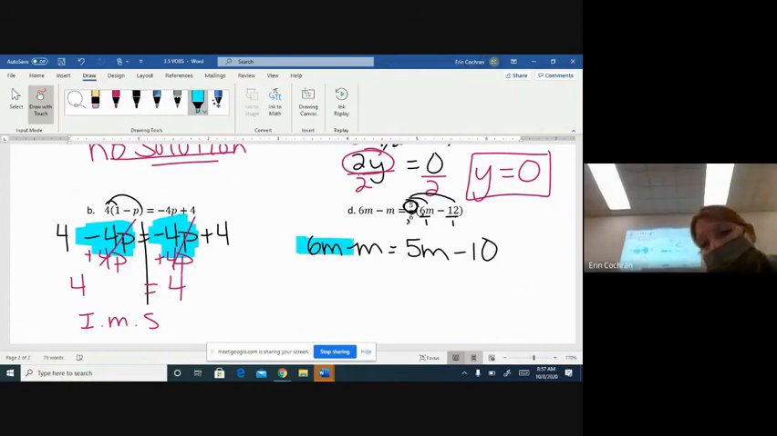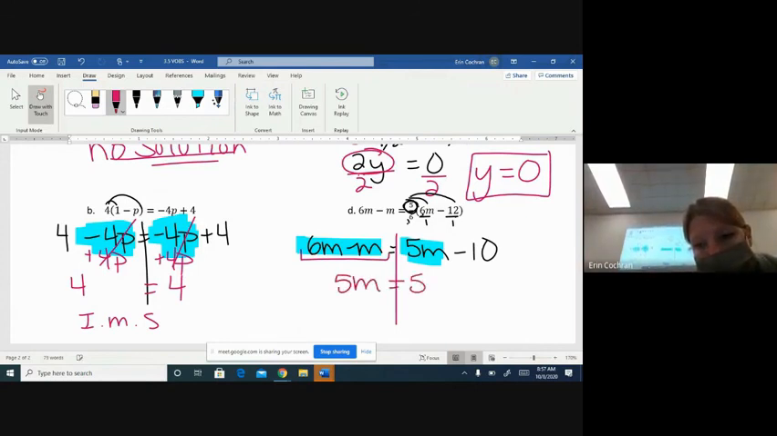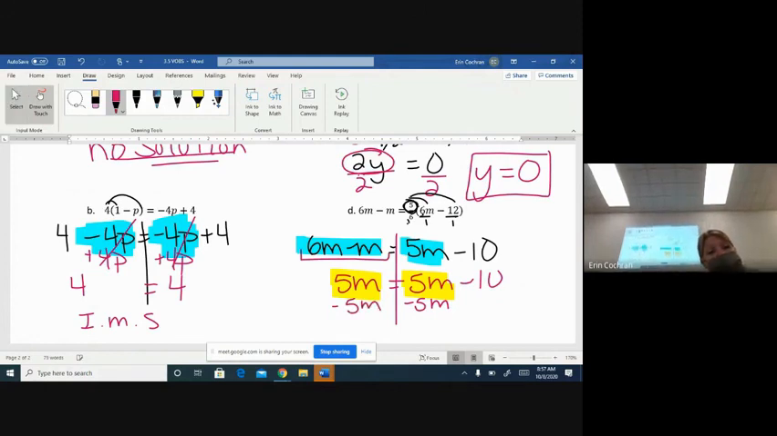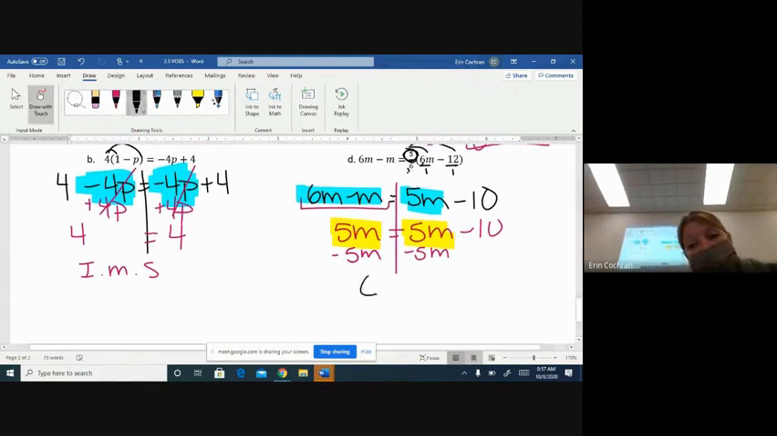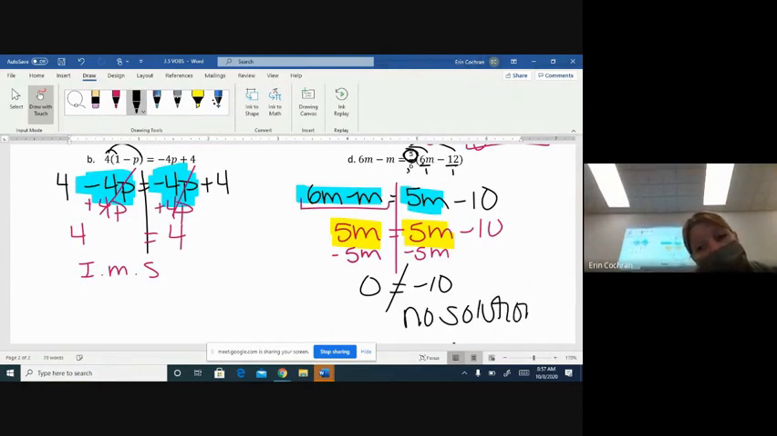Now, what do you notice about your m's? We have some that are on the same side and some that are on different. So let's combine the ones that are on the same side. What's 6m minus m? 5m. Equals 5m. Now, if someone said, yes, my m's are now the same, so what's going to happen to these m's? They're going to cancel out because we would subtract the 5m, right? And what would I be left with if I subtract those 5m's? 0 equals negative 10. And is that true? No. So my answer would be no solution. Okay.